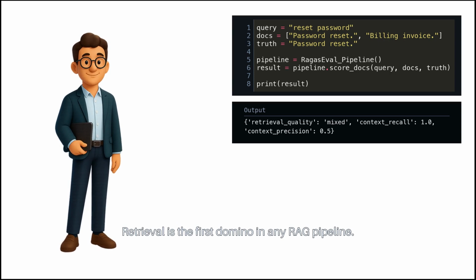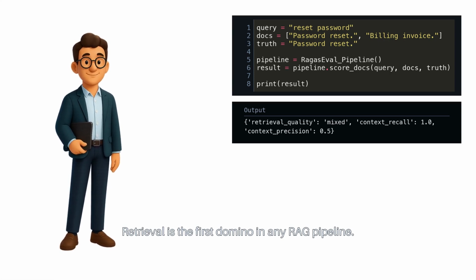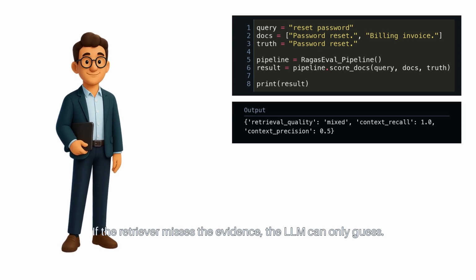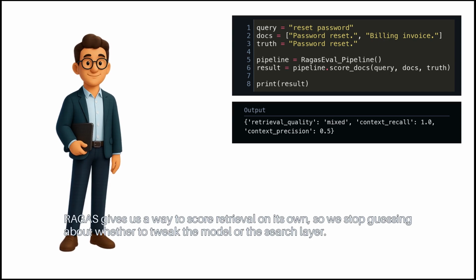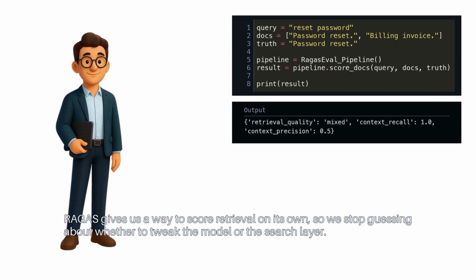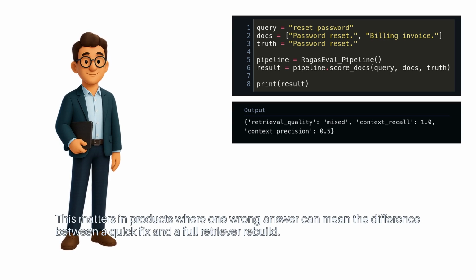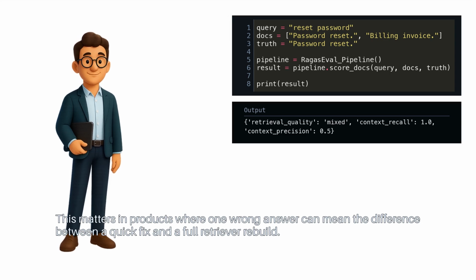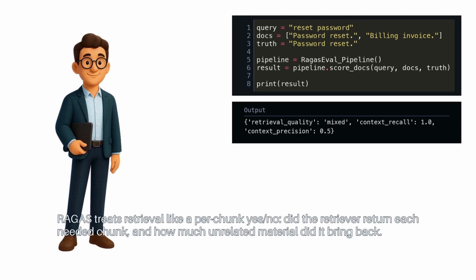Retrieval is the first domino in any RAG pipeline. If the retriever misses the evidence, the LLM can only guess. RAGAS gives us a way to score retrieval on its own, so we stop guessing about whether to tweak the model or the search layer. This matters in products where one wrong answer can mean the difference between a quick fix and a full retriever rebuild. RAGAS treats retrieval like a per-chunk yes-no.